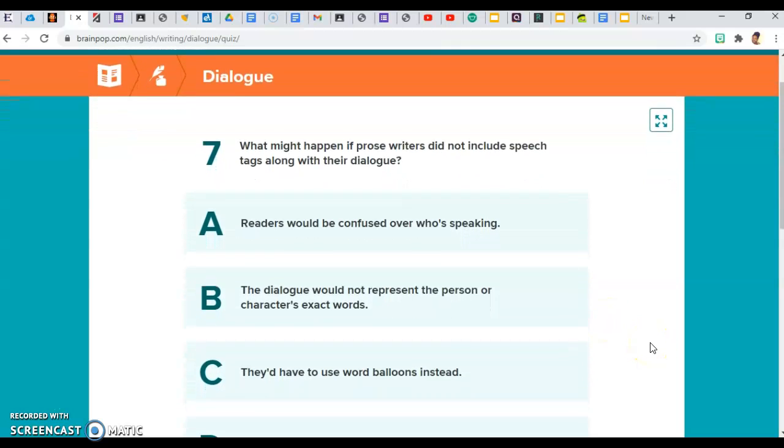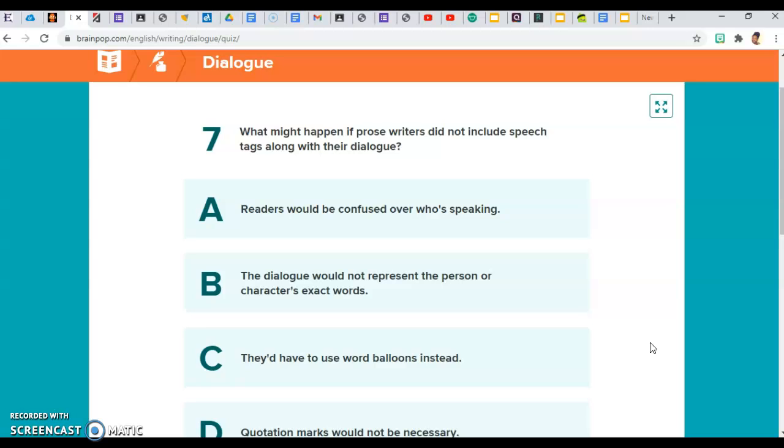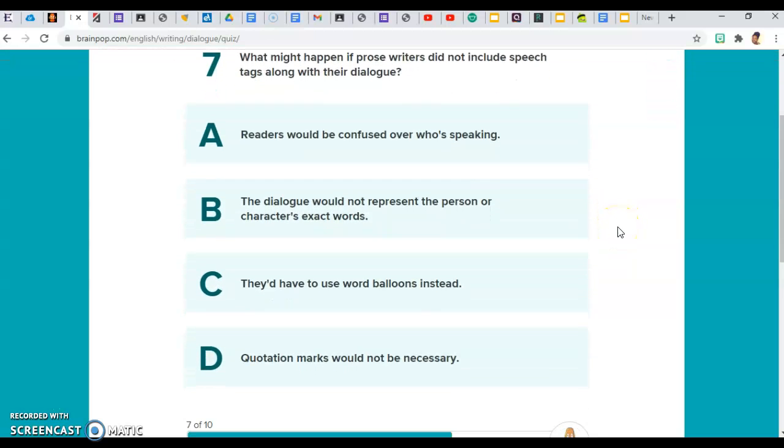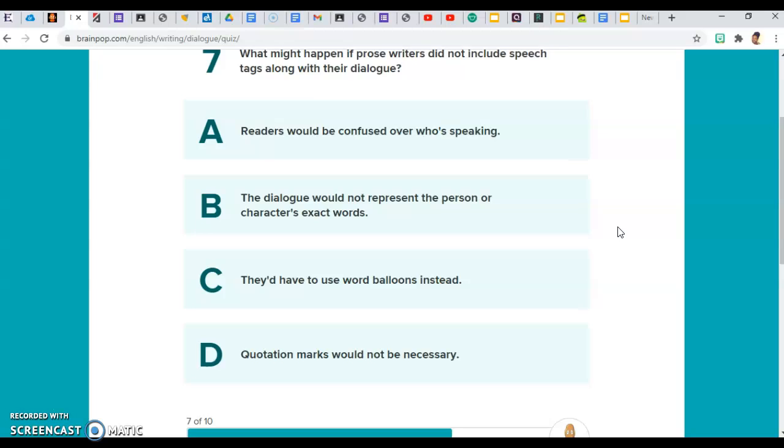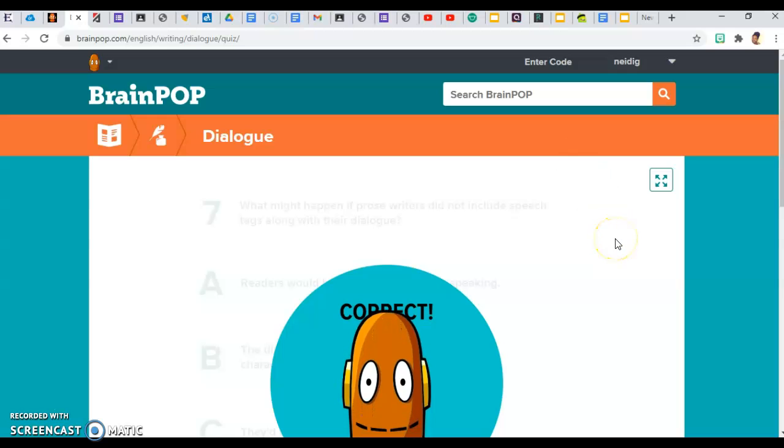Number seven, what might happen if prose writers did not include speech tags along with their dialogue? A, readers would be confused over who's speaking. B, the dialogue would not represent the person or character's exact words. C, they'd have to use word bubbles instead. Or D, quotation marks would not be necessary. Starting at A. A is our correct answer.